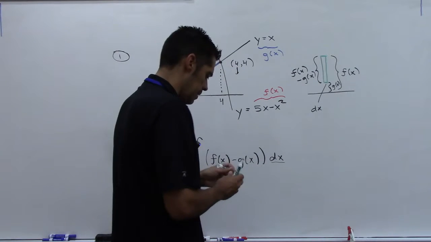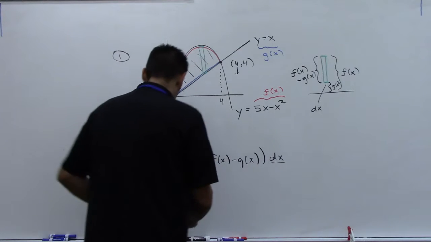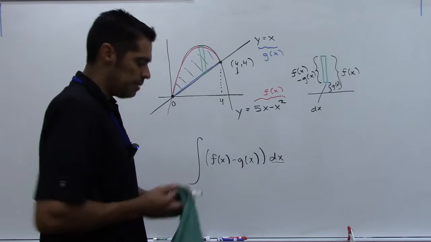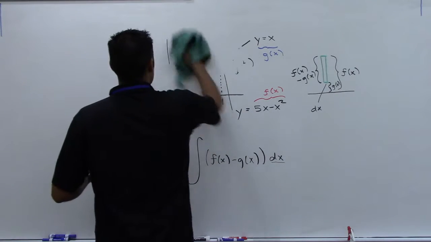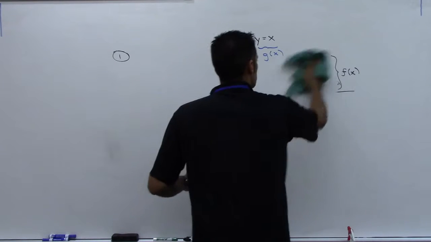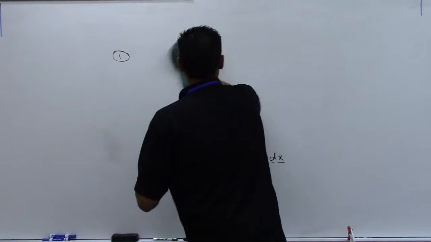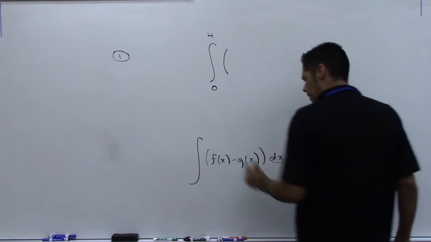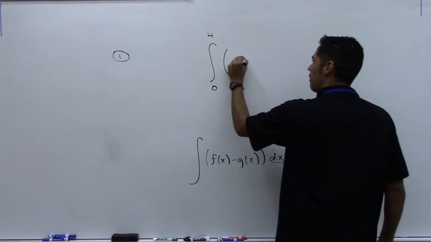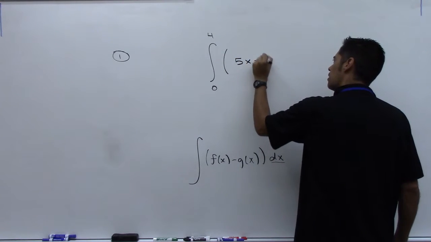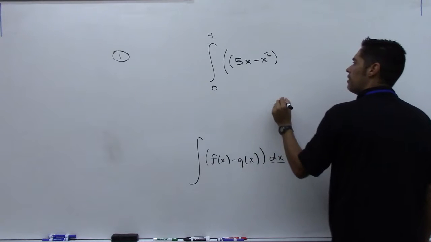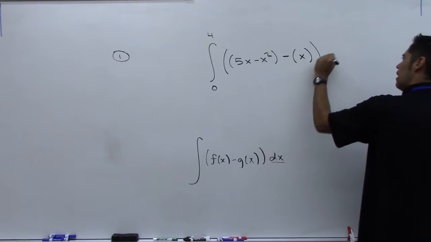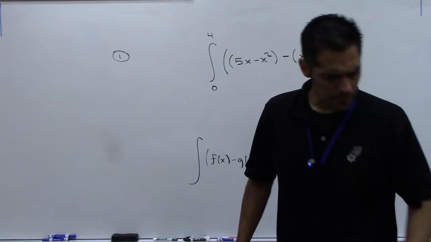So I'm ready to write up this integral. And I think for all these problems, I'm not going to work out the actual integration. I'm just going to set up the formulas and let you do the rest. So we'll have the integral from 0 to 4 of f of x, which was the top function, which was the parabola. That's 5x minus x squared. And if you want, you could put it like this. That's f of x. Minus g of x. G of x was just y equals x. And then dx.